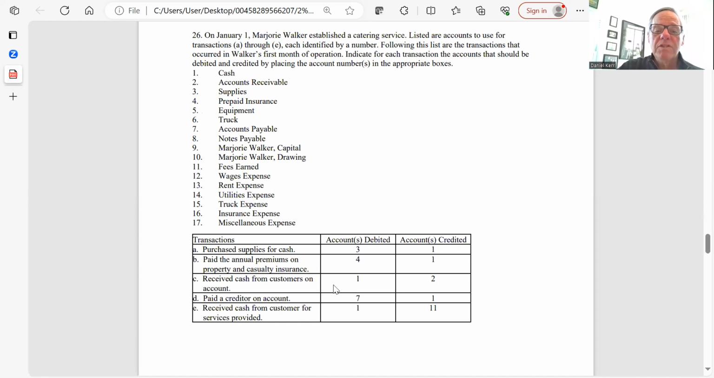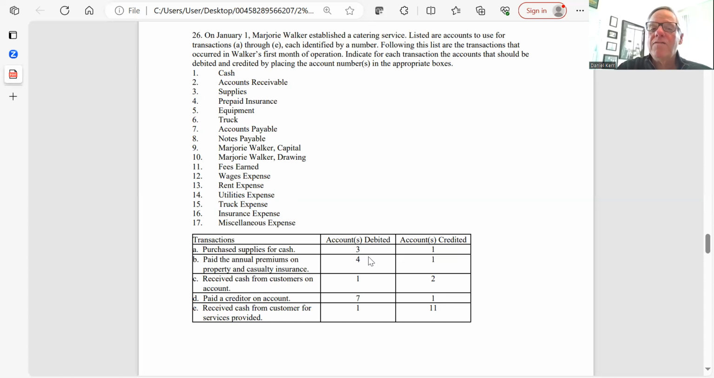Receive cash from customers on account, that's an increase to cash, or debit to cash, which is account 1, and a reduction of the asset account receivable, which is 2. Paid creditors on account, that should be a reduction of accounts payable, account number 7, and a reduction of cash. And then receive cash from customers for service provided, that should be a debit to cash and a credit to fees earned.